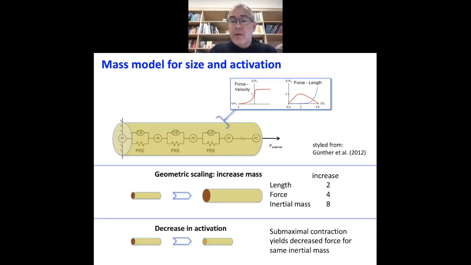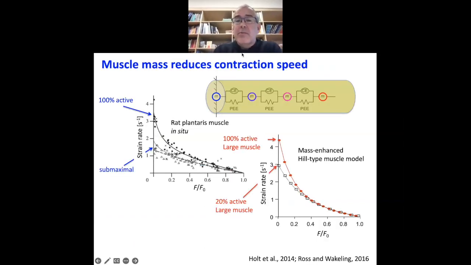So what we did was we took this sort of mass-enhanced muscle model, then we calculated essentially what the whole study would have said, and we got the results here on the right. We find that if you fully activate the muscle, you get a maximum shortening speed faster than if you only submaximally activate the muscle. It has something to do with the inertia of the mass and the fact that not all of the muscle fibers are active, or the muscle is not fully active, which is slowing down the muscle tissue.